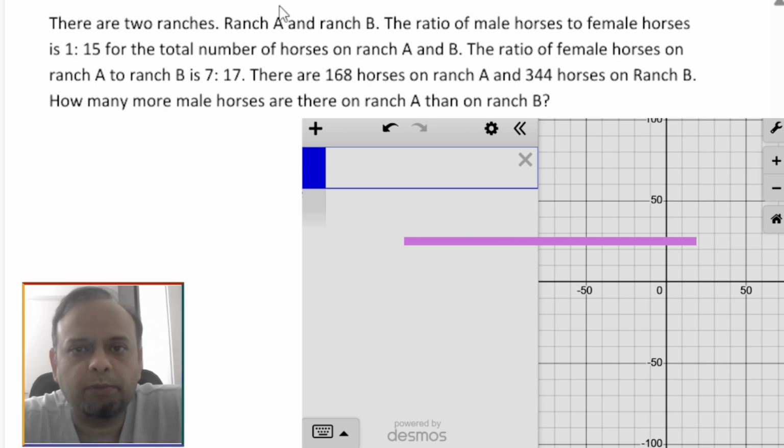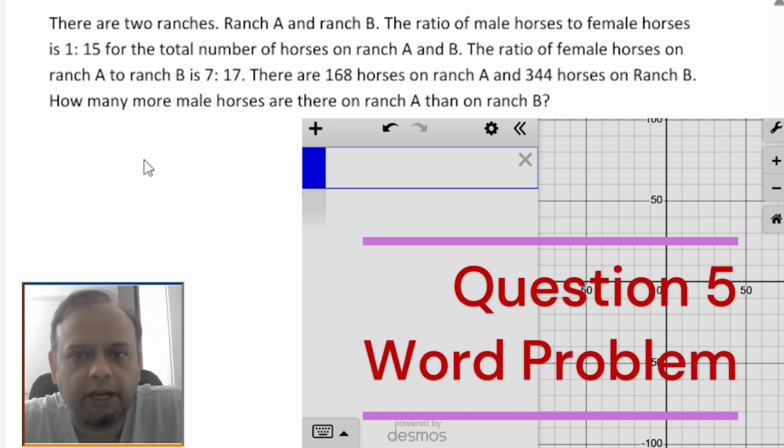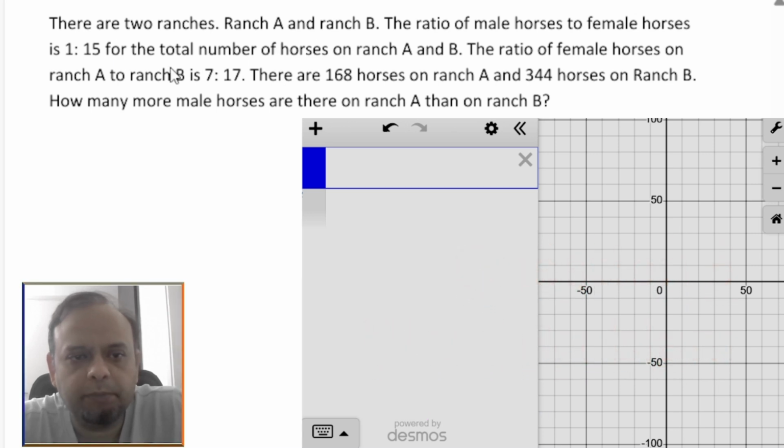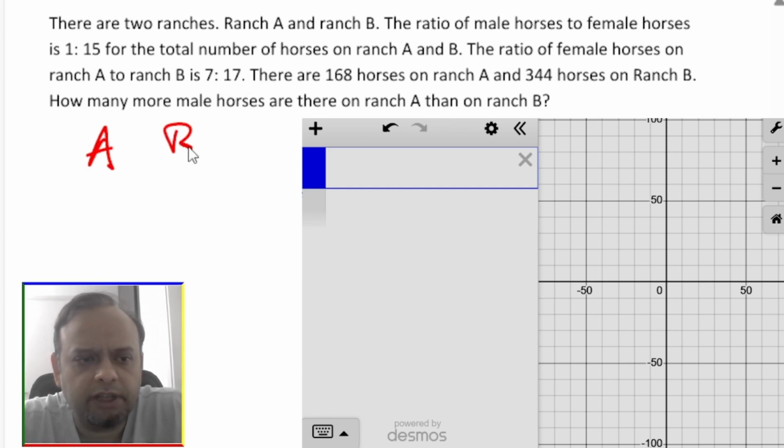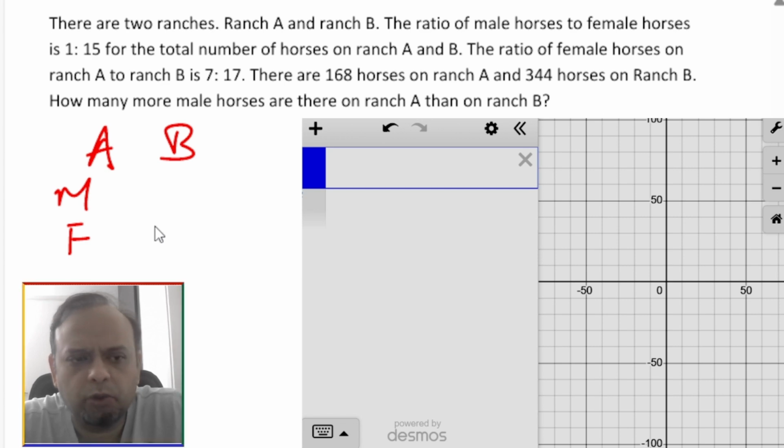You put everything in, and it'll just solve and give you all the values. Okay, so this is probably the hardest question. This is question 5. Now this has way too many unknowns. There are 2 ranches, A and B, ratio of male horses to female horses, number of horses on ranch A, ranch B. Okay, so there are at least 4 unknowns. There's ranch A, there's ranch B, and there are male horses and female horses in both of them. So because there are so many unknowns, we can't simply put it on a line and figure out an intersection point.